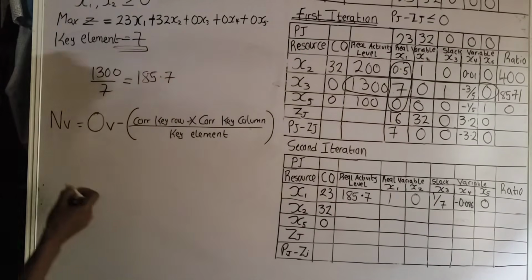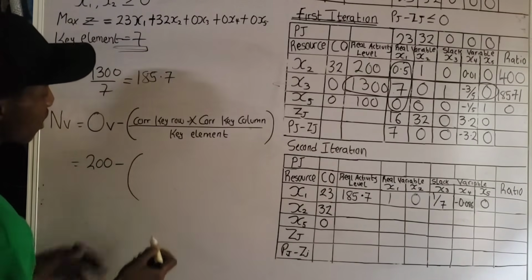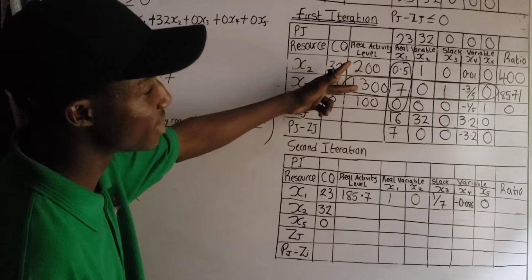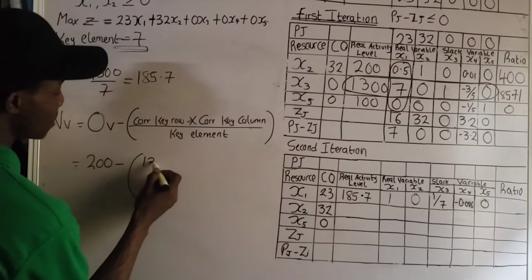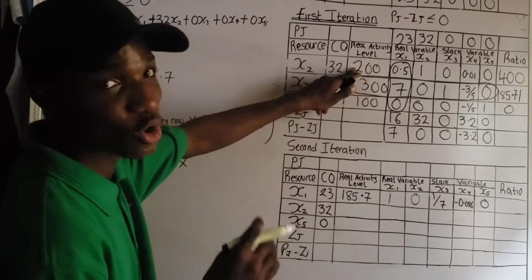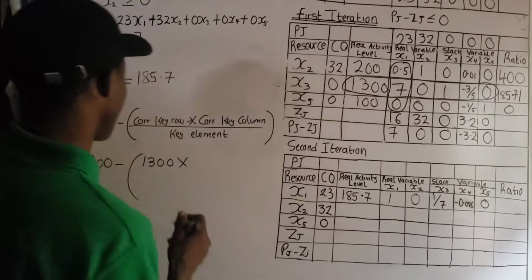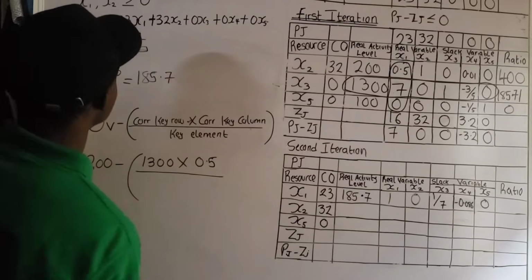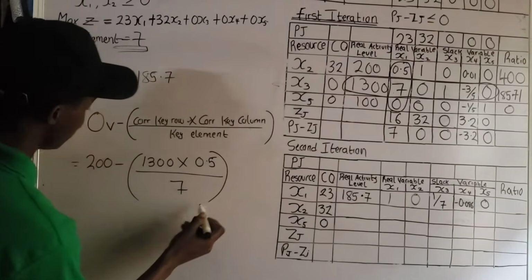200. So I'm going to have the new value is equal to old value, which is 200, minus the corresponding key row element. I'm going to trace this 200 to the key row element. So the corresponding key row element is what? 1300. So I'm going to have 1300 multiplied by the corresponding key column element. I'm going to trace this 200 to the key column element. The corresponding key column element is what? 0.5. So I'm going to have 1300 multiplied by 0.5 all over the key element. Don't forget that our key element is what? 7. So I'm going to have all over 7.